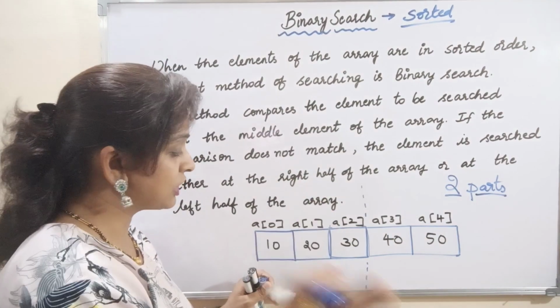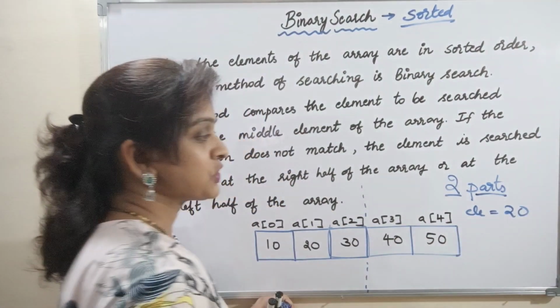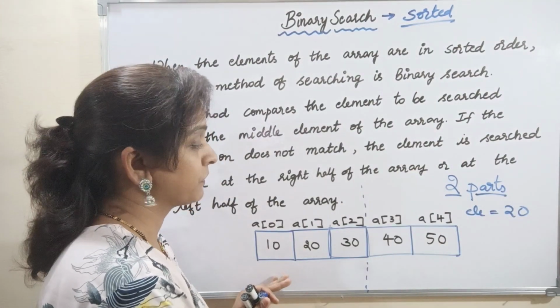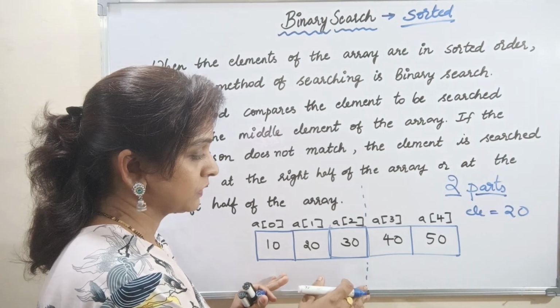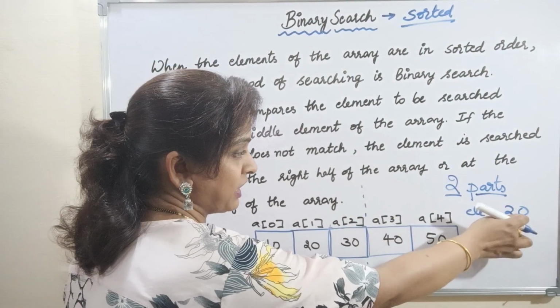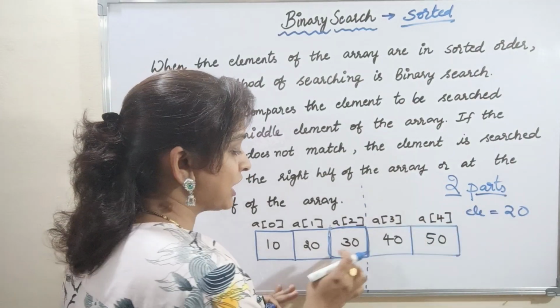So for example, my search element is 20. So I'll divide the array into two parts. How to divide? We'll see that later. After dividing, I have to compare the search element 20 with the mid element. So is 20 equal to 30?